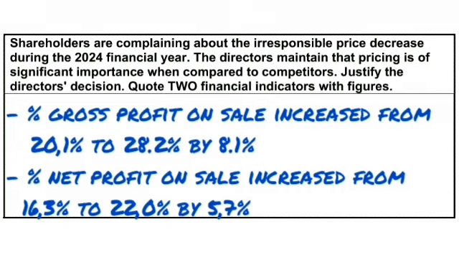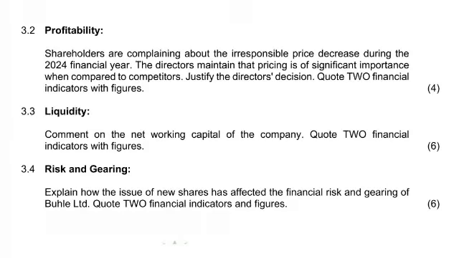This is me showing my calculation. So I indicated the financial indicator, it's percentage gross profit on sales, and I talked about my figures there. The same thing with net profit on sales, it increased from 16.3 to 22.0, and that is an increase by 5.7%. It is so simple to get your marks. There is a mark for identifying the financial indicator and marks for showing your figures. To show your figures is what it was, what it is now, and what is the difference. It's as simple as that.